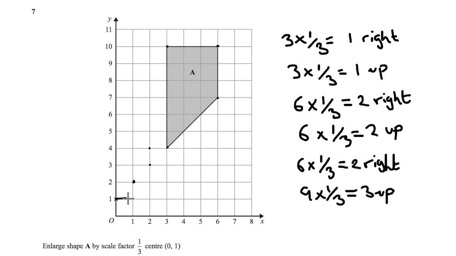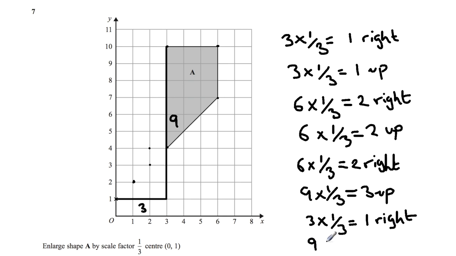Well, it's 1, 2, 3, 3 going across, and 1, 2, 3, 4, 5, 6, 7, 8, 9. So you're going 3 across and 9 up. So again, I'm going to multiply it by the scale factor 1/3. So 3 times 1/3 equals 1, so you're going 1 to the right, and 9 times 1/3 equals 3 up.